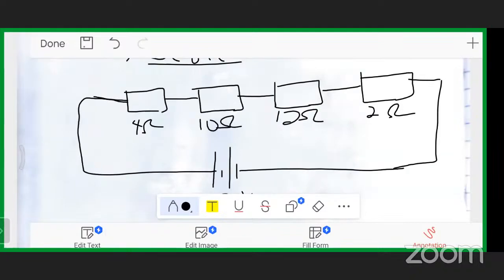We may be interested to know what is the total resistance in this circuit, and also the current passing through each of the resistors, and also the amount of voltage drop across each resistor. So the first thing is to get to know what is the total, or what you call the effective or total resistance in this circuit.